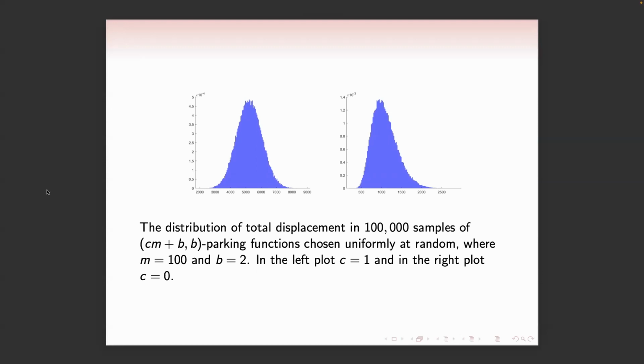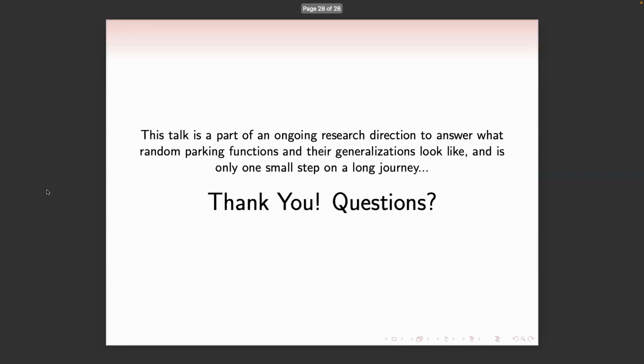The regime under consideration in this paper is when M and N depend on each other linearly, and then we're considering expectation values and so on. But I should say that in another paper, we consider M and N depending on each other in a square root way, and then we consider the total displacement, but not the expectation. So there are many unexplored areas here. Lastly, I just wanted to say it's only a small step, but on a long journey. Thank you.